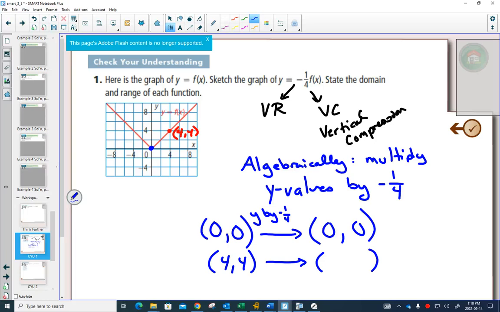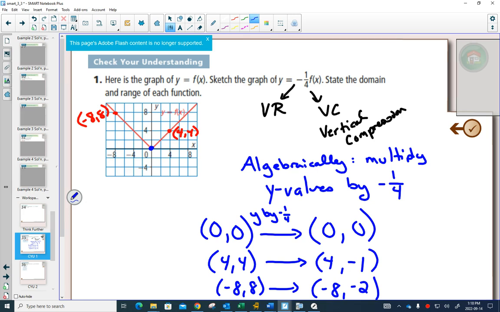I'm going to still multiply my y coordinates by -1/4. That means my x coordinate's not going to change, and my point becomes 4, -1. Similarly, if I chose a point on this side, I could even choose this one. That would be another nice point to choose: -8, 8. The x will still stay -8, but the y will become -2.